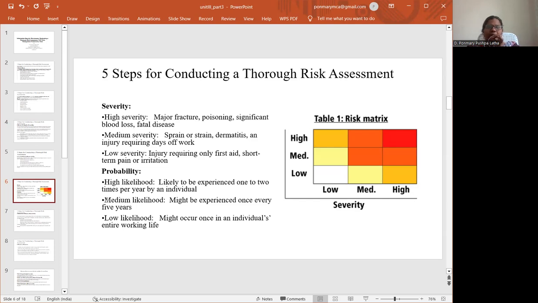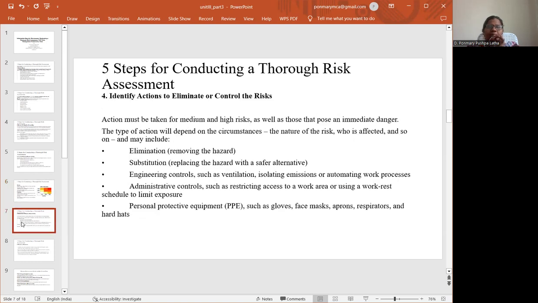Similarly, the probability. High likelihood, medium likelihood, or low likelihood. High likelihood in the sense, we may experience it 1 to 2 times per year. Maybe within 6 months, one time, we experience the risk. In the medium likelihood, we may experience it every 5 years. Or low likelihood, it may occur once in the entire life. So this is about the severity and the probability.